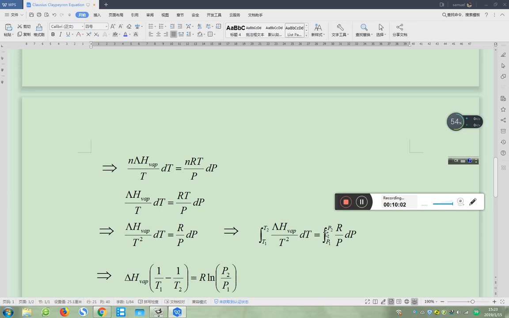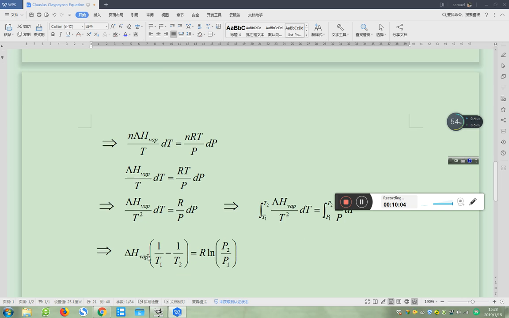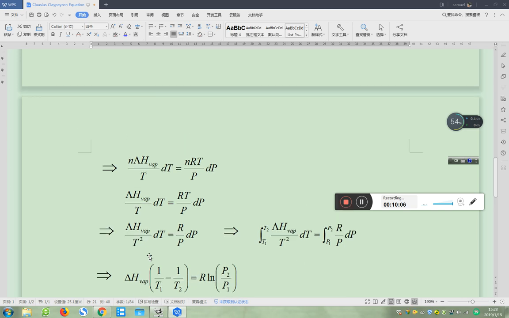After we process this integral, we get the final equation form, which is the heat of vaporization times 1 over T1 minus 1 over T2, equals R, the gas constant, times ln of the ratio of the vapor pressure P2 to P1.